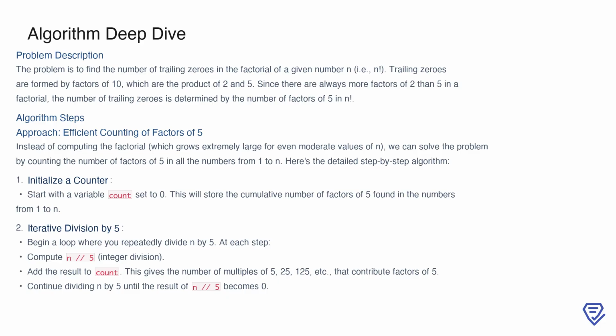The algorithm starts by initializing a counter variable to 0. This counter will keep track of the total number of factors of 5 we encounter. Then, we repeatedly divide n by 5, adding the result of each division to the counter. This process captures contributions from numbers like 5, 25, 125, and so on, which introduce additional factors of 5 into the factorial. The loop continues until the result of dividing n by 5 becomes 0, at which point there are no more factors of 5 to count.